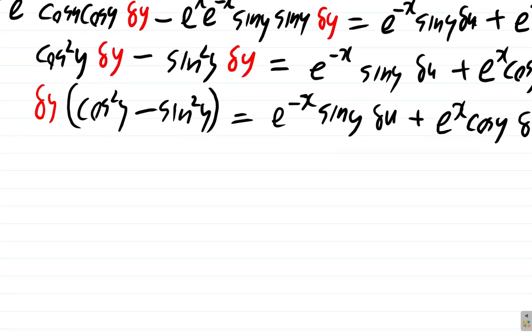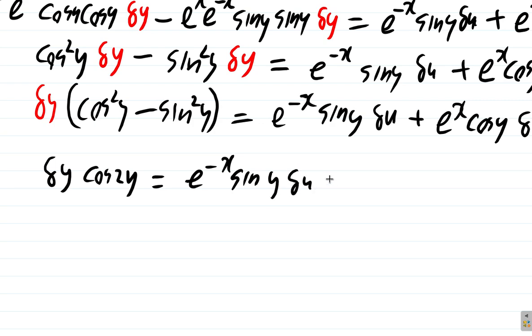So now our delta y is equal to what now? Oh, by the way, trig identity: cos squared y minus sine squared y is the same as cos 2y. So let's just rewrite this: cos 2y times delta y is equal to e to negative x sine y delta u plus e to the x cos y delta v.